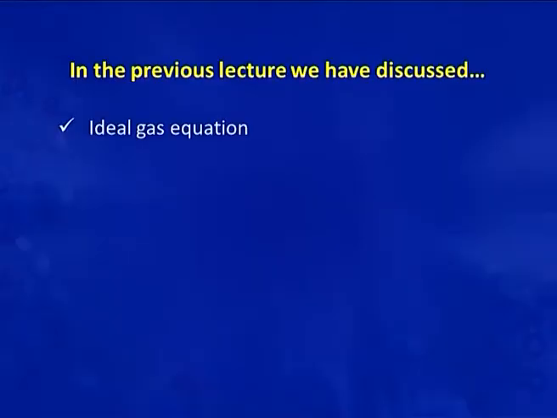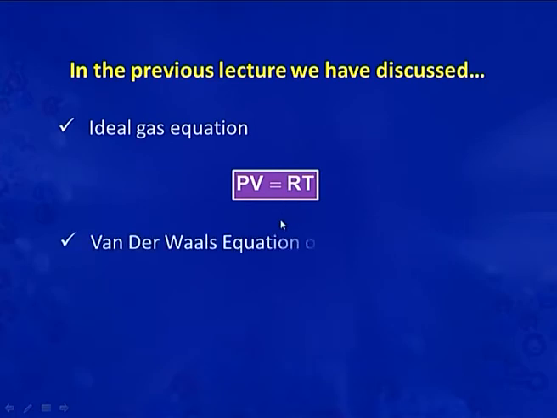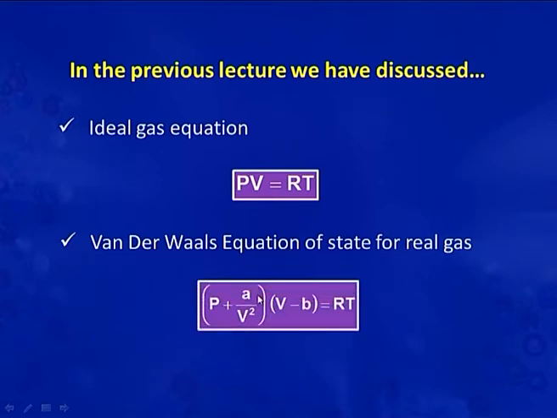In the previous lecture, we have discussed the ideal gas equation, that is PV = RT. After that, the van der Waals equation of state for real gas, that is (P + a/V²)(V − b) = RT. After that, we discussed critical constants.